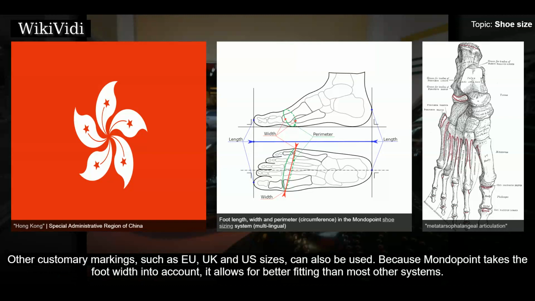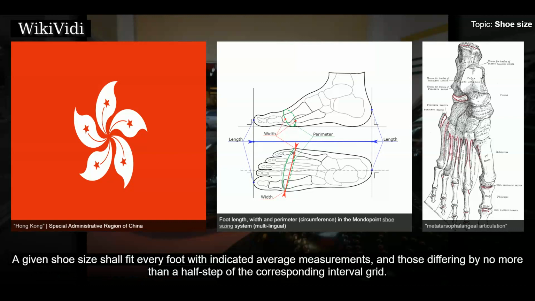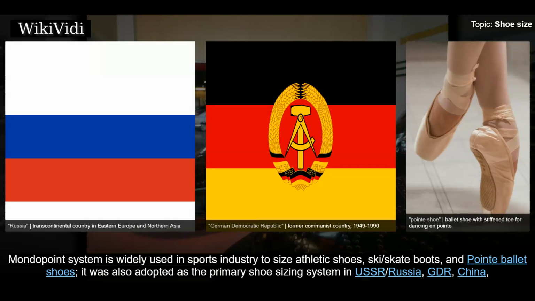Because Mondopoint takes the foot width into account, it allows for better fitting than most other systems. A given shoe size shall fit every foot with indicated average measurements, and those differing by no more than a half step of the corresponding interval grid. Mondopoint system is widely used in sports industry to size athletic shoes, ski/skate boots, and point ballet shoes.